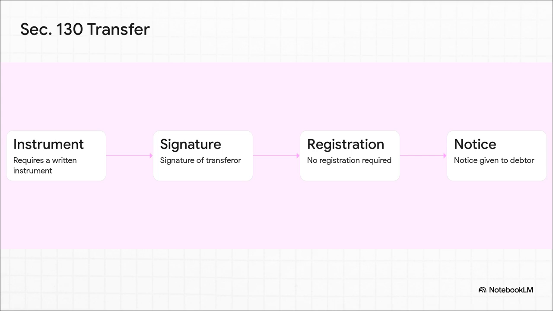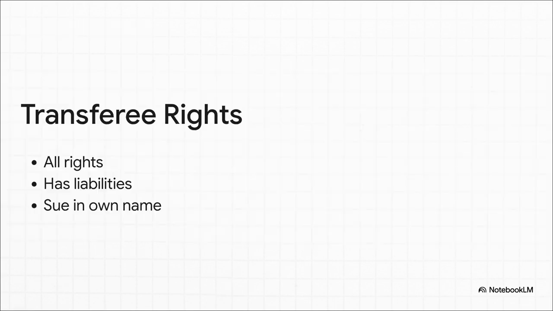An actionable claim transfer does not require registration under the Registration Act. It merely requires a written instrument signed by the transferor. As for transferee rights, the transferee gets all rights and remedies, subject to liabilities and equities, can sue in his own name, and enforce the claim like the original creditor.